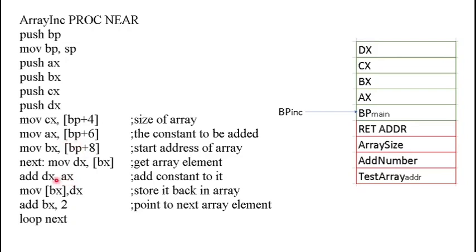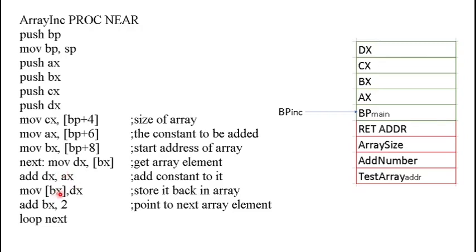Now we have to move this updated element to its actual position. So we already know that BX contains the address of the first element of the array. So using indirect addressing, the updated first element is moved back to its original position.